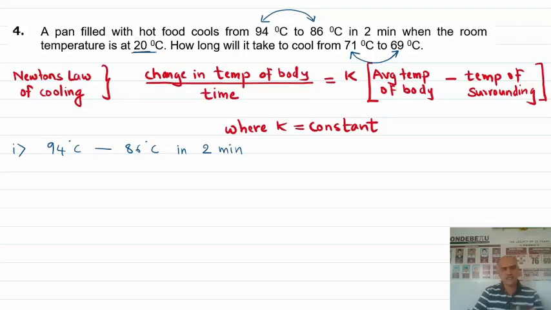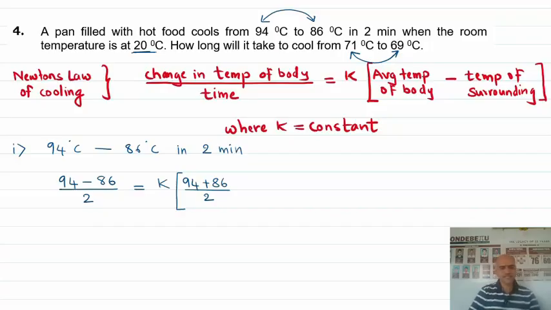First, what he says: 94 to 86 it will come in 2 minutes. So in Kelvin, don't struggle with that, we are going to take ratios, so no issues of conversion. Substitute into the formula. Change in temperature of body, that is 94 minus 86, divided by time, time is 2 minutes, is equal to K, constant as it is, I will keep. Average temperature of body means 94 plus 86 divided by 2.